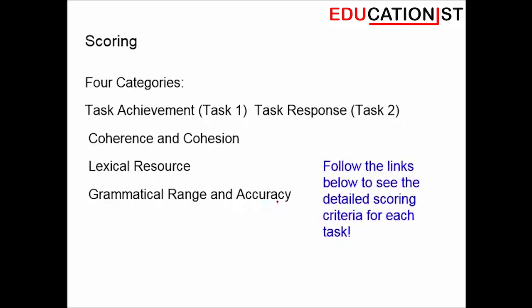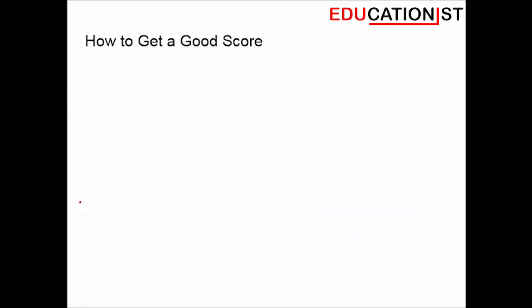Okay, so you can follow the link below. Go look at the scoring criteria in detail. Each band level has a different set of considerations for each of these 4 areas. Okay, so you can go there and study that. Okay, so how to get a good score, just some basic tips here that we will, again, cover in more lessons in your writing section.